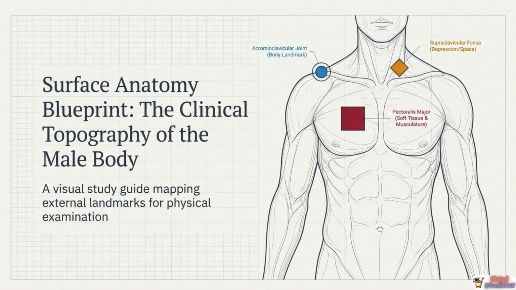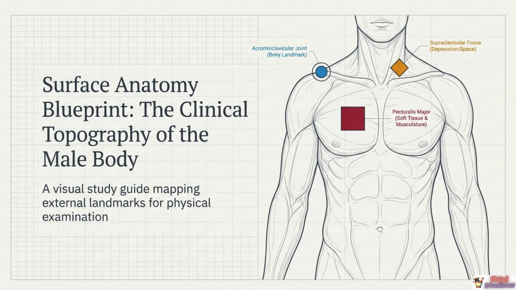In this atlas, structures are color-coded into 3 categories. Blue for bony landmarks, the underlying skeletal structures that push upward against the skin. Red for soft tissue, the muscles and connective tissue shaping the body's curves. And gold or orange for depressions and organs, the empty spaces, fossae, and external organ boundaries that complete the picture. Together, these 3 layers create a 3-dimensional clinical blueprint of the male body that we'll explore region by region, from the neck and chest, through the abdomen and pelvis, and down to the foot.